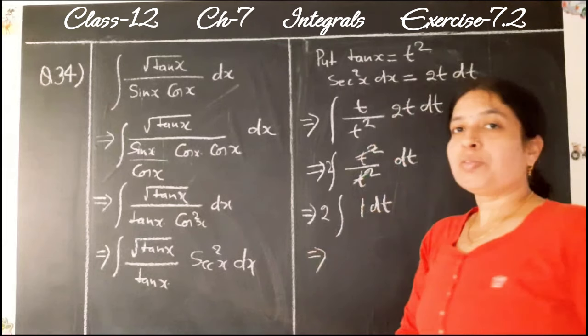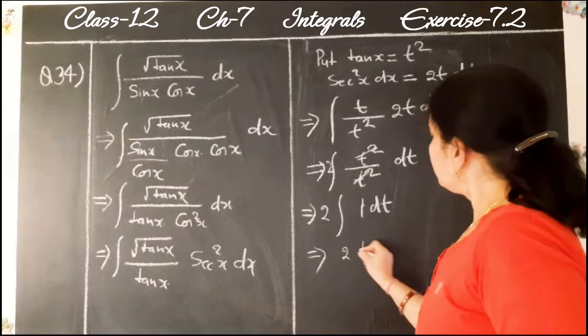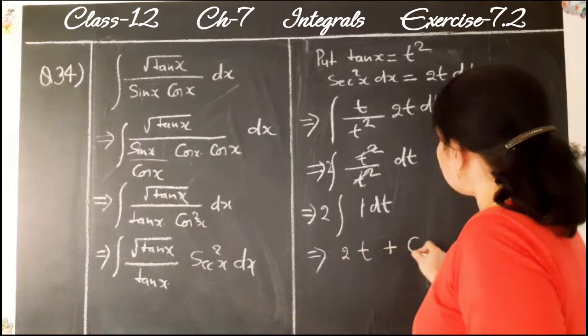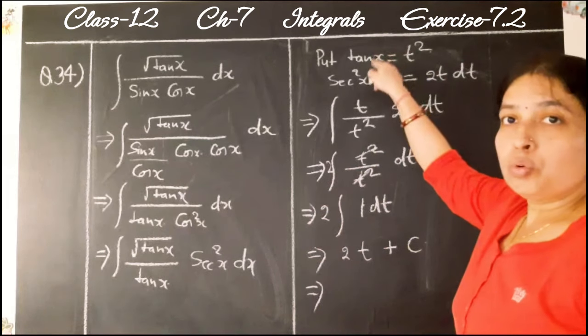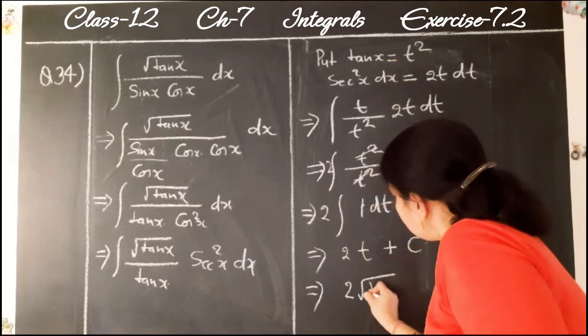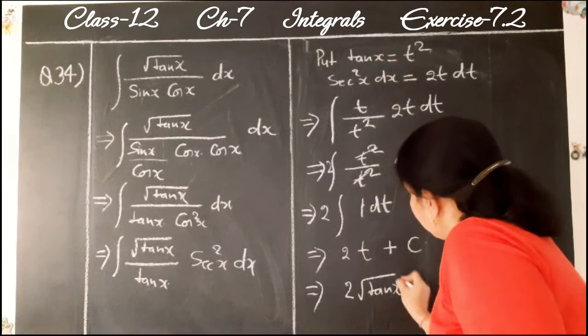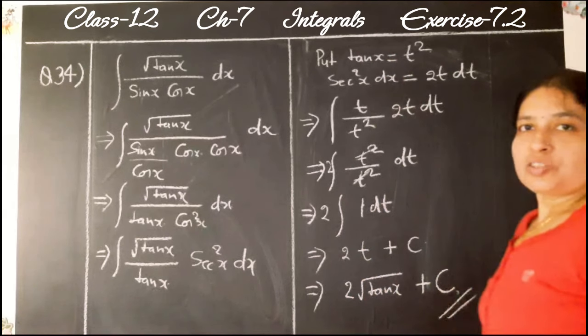So what is formula for 1 dt? Yes, it will be t. So write here 2t plus write a constant c. Then put the value of t. T is equal to root tan x. So it will be 2 root tan x plus constant c. So this is our answer.